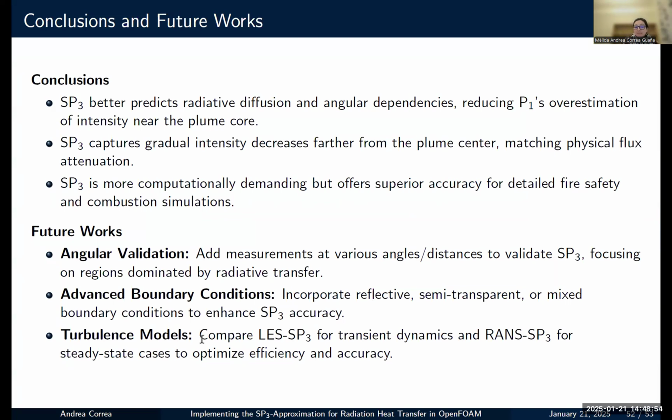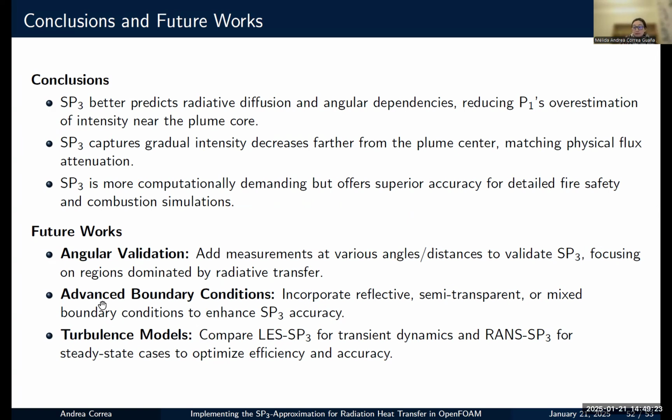In the conclusion, of course, the SP3 model approximation shows a difference by considering anisotropy more, not completely, of course, because it's necessary to refine the model a little bit more. But in principle, it's a good direction. We can say it's almost close to reality.